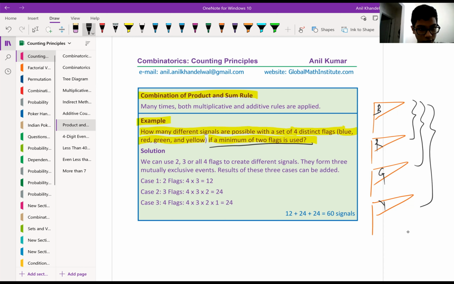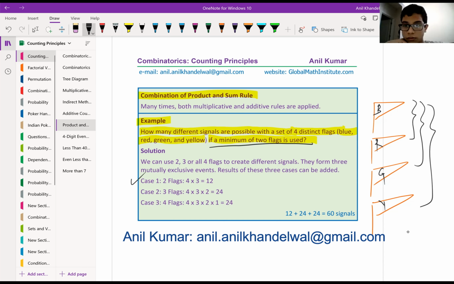So now we have options. Options are that we could take 2 flags at a time, we could take 3 flags at a time, or we could take 4 flags, all of them together, at a time. So these are independent options. They do not have anything common, correct? Mutually exclusive. So in this case, all these individual options will add up to get the total number of options. You get the idea? Now, solving such questions, the strategy is we follow cases.